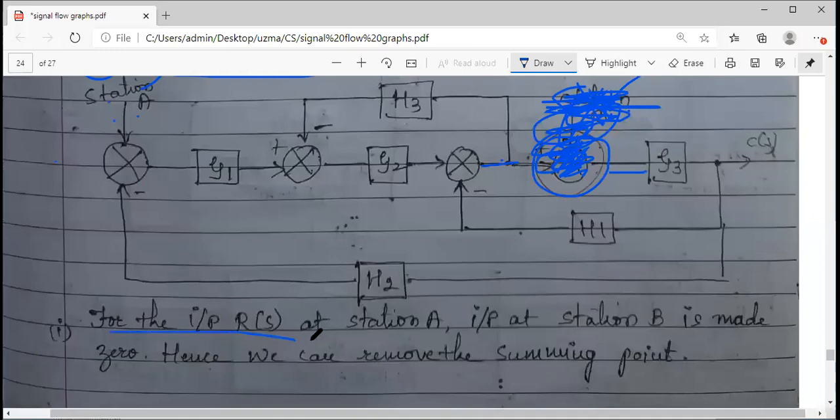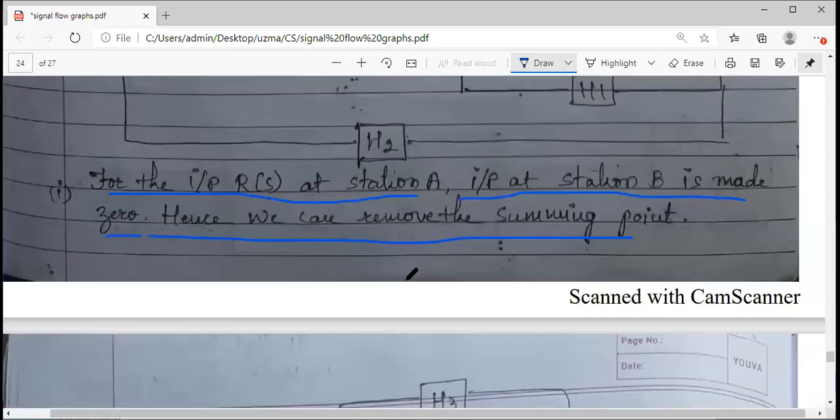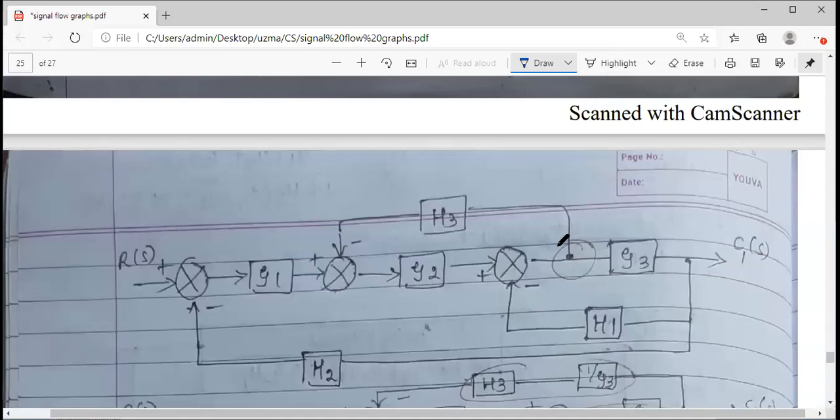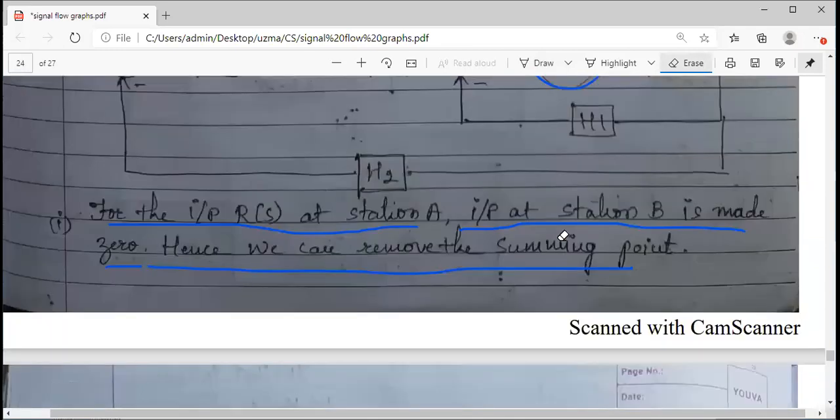So the same thing I've written here. For the input R of S at station A, the input at station B is made 0 and hence we can remove the summing point. So I have redrawn. You can see here earlier there was a summing point, something like this, and here there was a station, station B, which I have removed now. And this takeoff point is connected to H3.